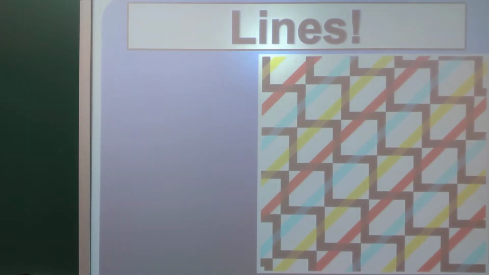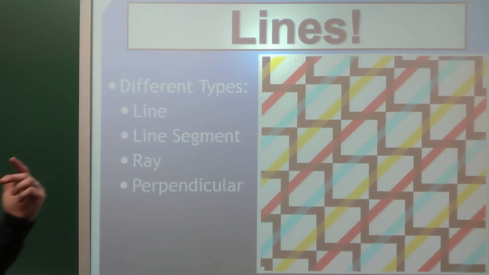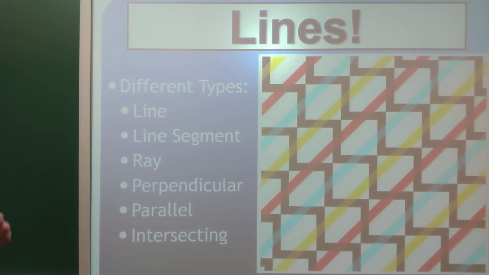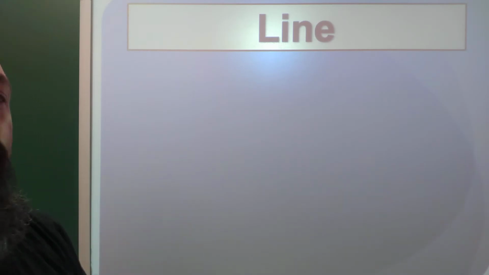Starting off with the lines. There are tons of types of lines, and it is important to know each one of them. So let's get through them. There is the line, there's the line segment, there is the ray, and there are perpendicular lines when we're talking about line pairs. You also have parallel lines, and standard intersecting lines. We're going to get into each one of those here in our notes, starting off with the line.